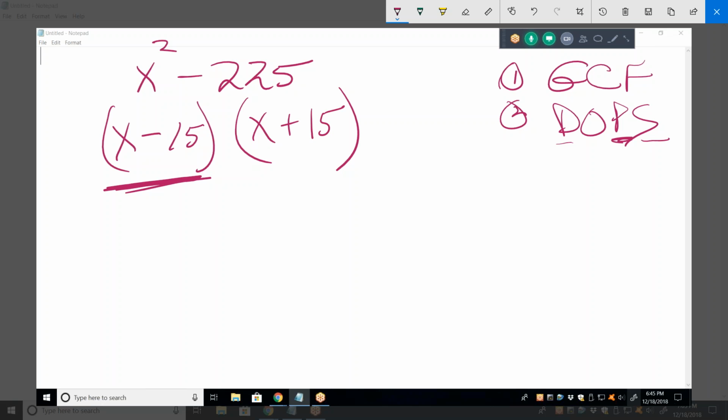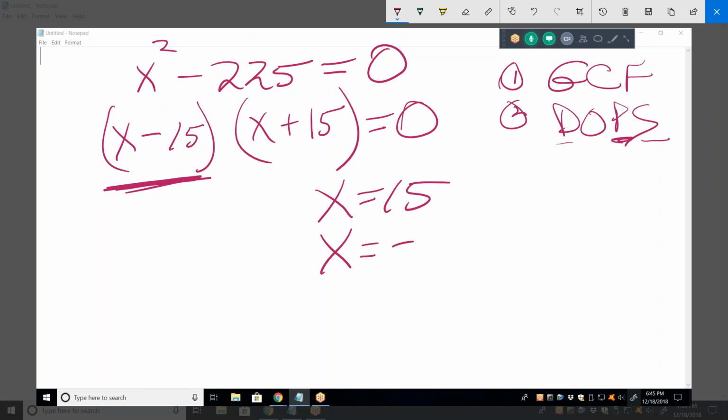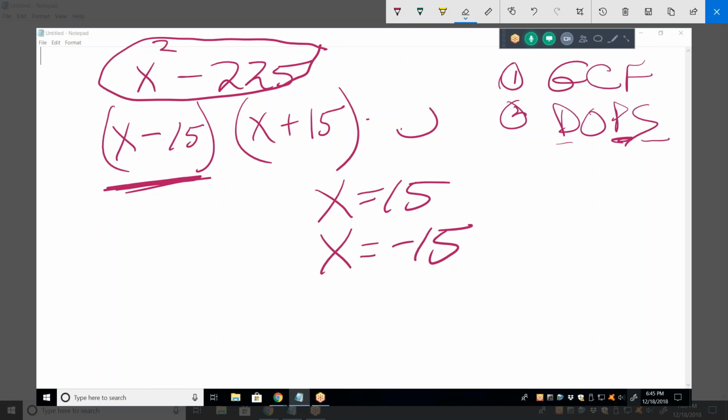Unless they said make it an equation and solve for x, now we'd have to set each of these equal to 0, and we get x equals 15 or x equals minus 15. But if the problem was just that, and they just said factor that expression, then that is the solution right there.